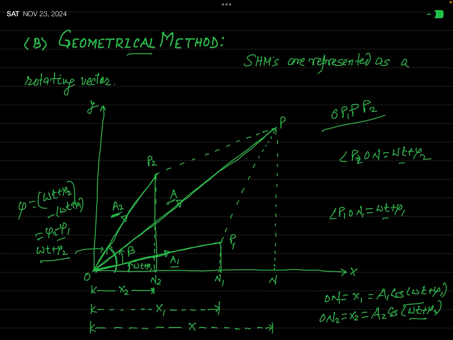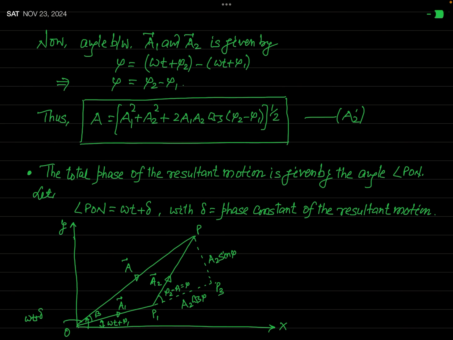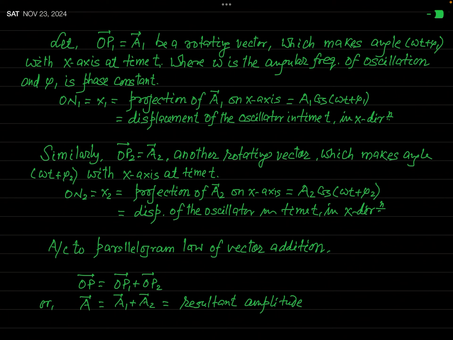So now, using the formula for vector addition of two vectors, you can see that the resultant A is equal to the square root of A1 square plus A2 square plus 2A1A2 cos of phi 2 minus phi 1. Instead of phi 2 minus phi 1, you can write this as phi. Actually, what I have explained, I have mentioned here. You can see that this ON1, which is x1, is the projection of A1 on the x-axis, and this is A1 cos of omega t plus phi 1.